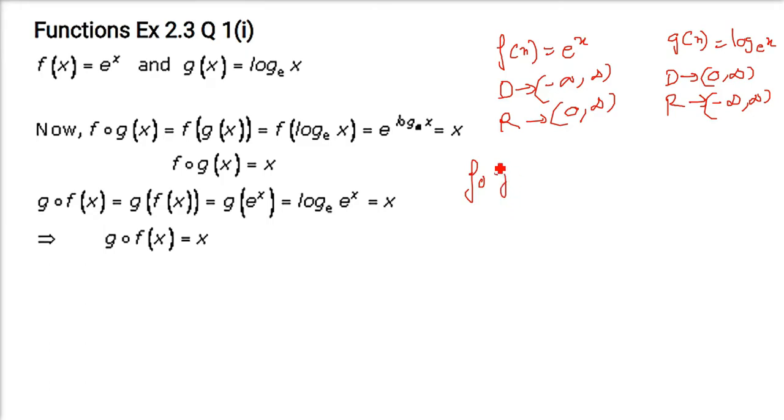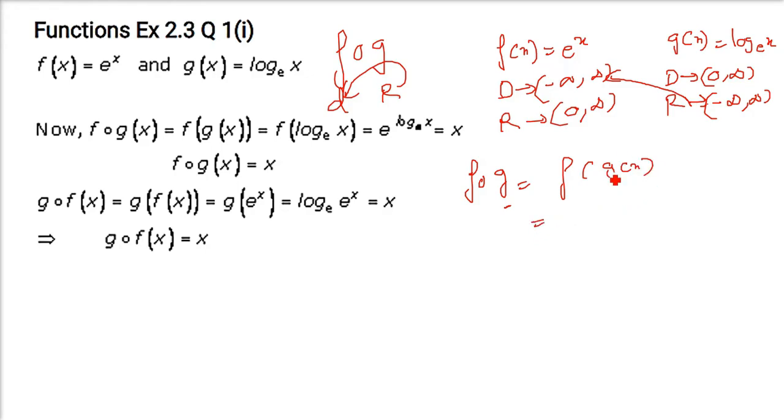Now if you want to find out fog, whenever we take two functions in an operation, first we take the domain of the first one and the range of the second one. The range of the second one should be a subset of the domain of the first one. That is, the range of g should be a subset of the domain of f. Both are real numbers, so they are the same, so there will be a subset. Every set is a subset of itself.